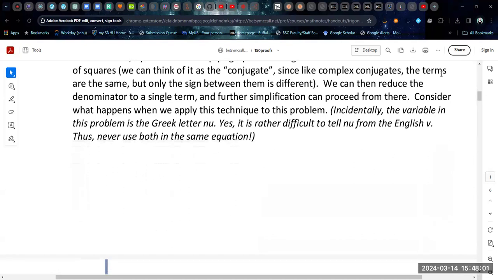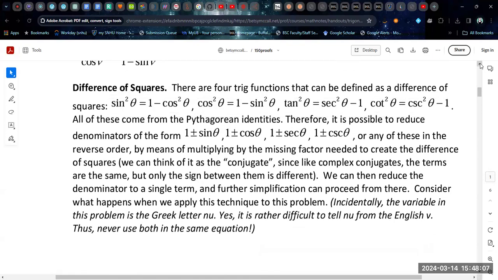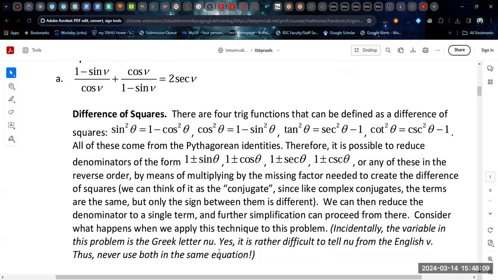Now, I put a note here that the variable in this expression is technically the Greek letter nu. You can't really tell the Greek letter nu apart from the regular English letter V that much. So you can call this nu, you can call this V. In context, it's hard to tell, but don't use them in the same equation together.